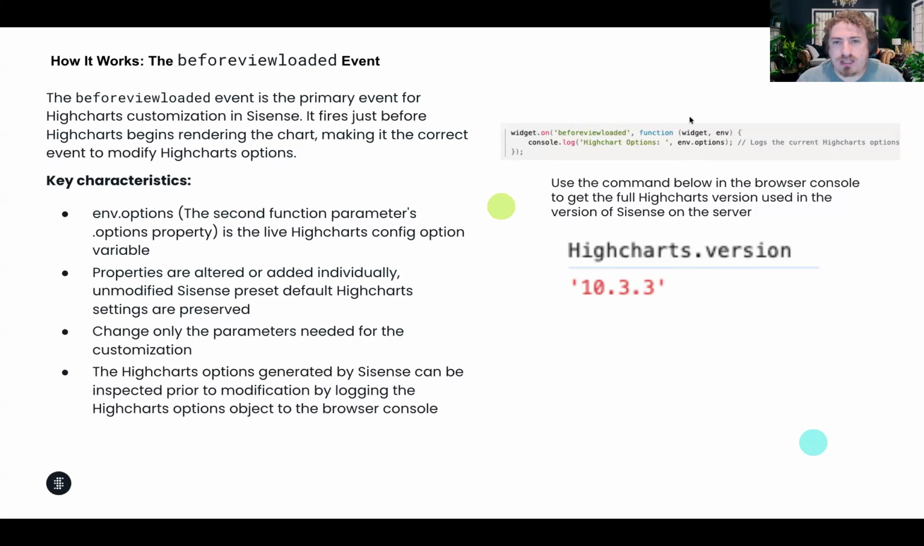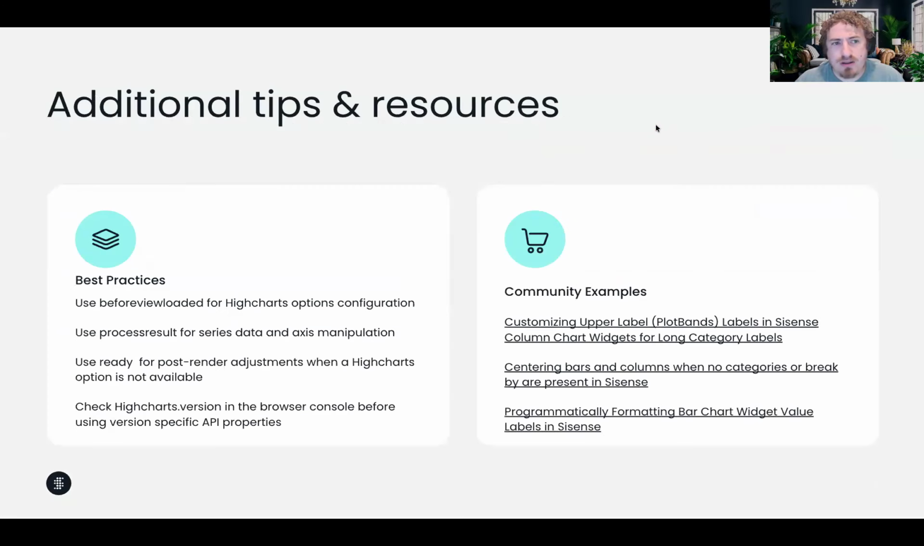And like we just showed here, you can console log the default settings that Sisense generates based on your existing widget and the style options you have. Then you can get a sense of what you want to modify, if needed. So let's go in and start looking at some links here. I'll go over the best practices and then I'll start sharing some links.